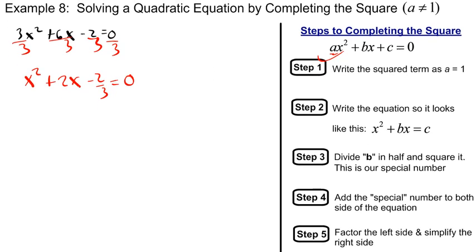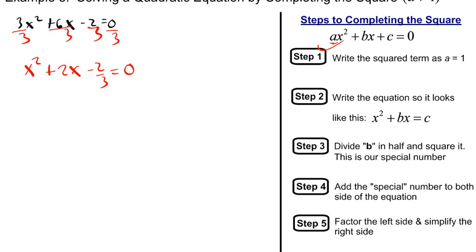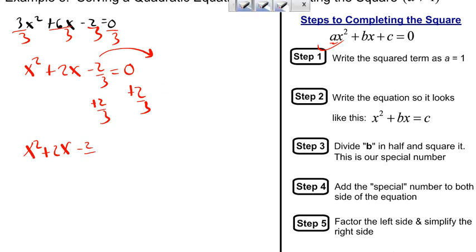Okay, so hopefully we can go through the next steps quickly here now because we've done a lot of these. Write the term so it looks like this. All right, so leave the x squared term, leave the 2x there, but move this 2/3 over here. So I'm going to go ahead and add the 2/3 to both sides. So x squared plus 2x is equal to 2/3, right? So now it looks like this. x squared and bx are on one side, and the c term is on the right.